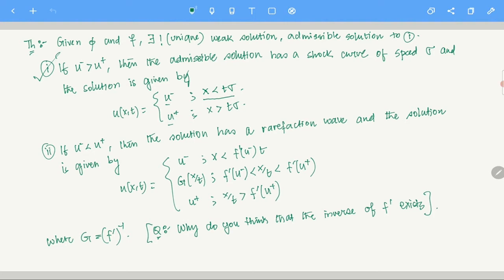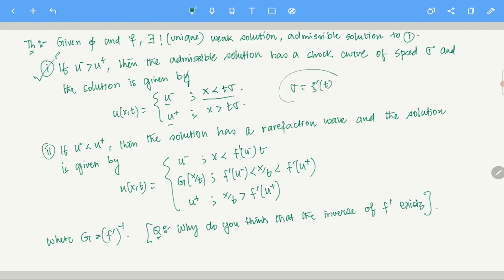Why will it guarantee that? Because it will satisfy the Rankine-Hugoniot jump condition also. It is given like this. You see, the whole solution is constructed with all of that condition in mind. So sigma is what? Sigma is, sorry, xi prime of t, if you remember.